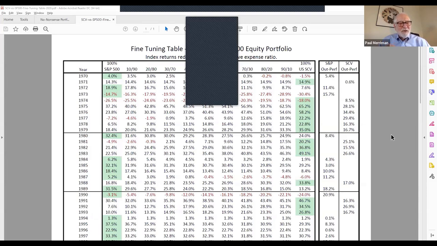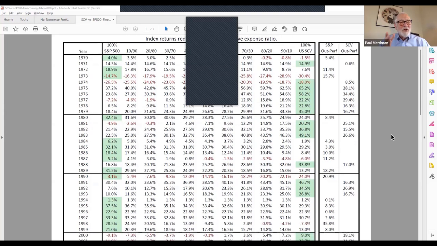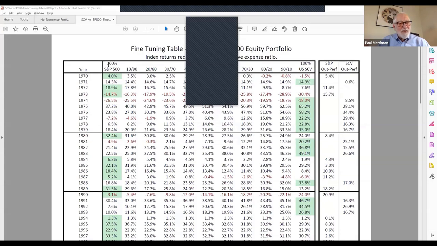I thought about this table that you put together. I think it started a couple of years ago, if I'm not mistaken, Daryl. And in fact, I think this one goes through 2020, not 2021. But this is the fine-tuning table where on the left-hand column, we have the S&P 500. On the right-hand column, we have 100% small cap value. And in between are combinations of the S&P 500 and small cap value. And of course, that led in our work to showing people the implications of 50-50 in each of those.